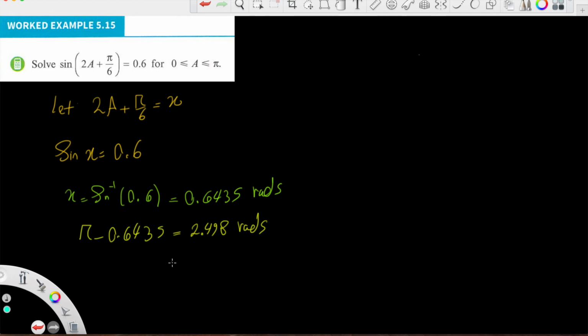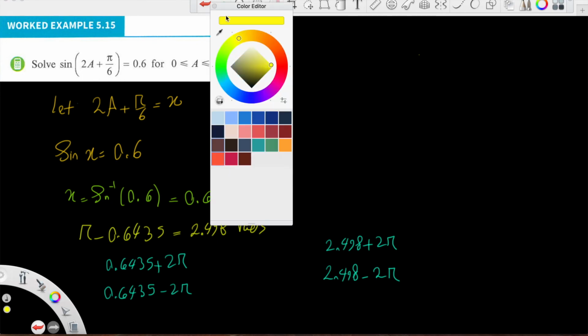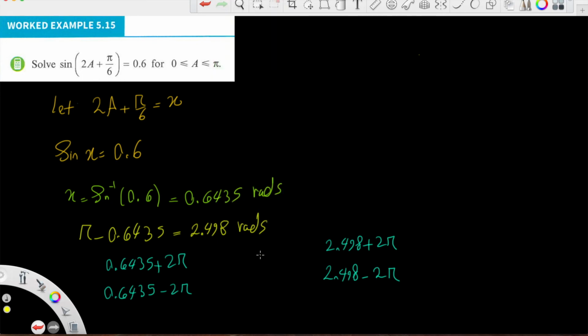Then 360 is added and subtracted. So here instead of 360 we should use 2 pi in radians: 0.6435 plus 2 pi, 0.6435 minus 2 pi, 2.498 plus 2 pi, 2.498 minus 2 pi. Now let me quickly calculate these numbers.